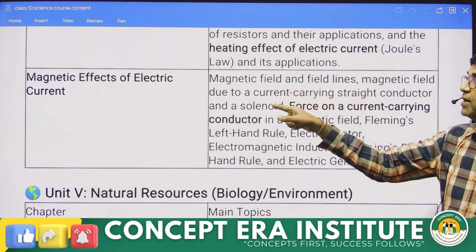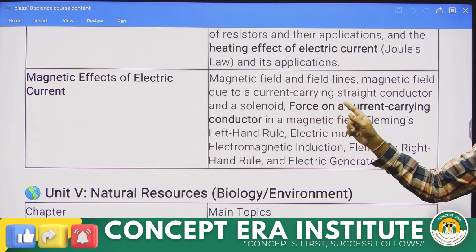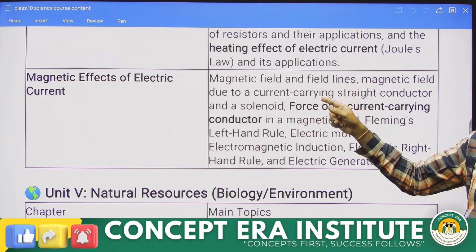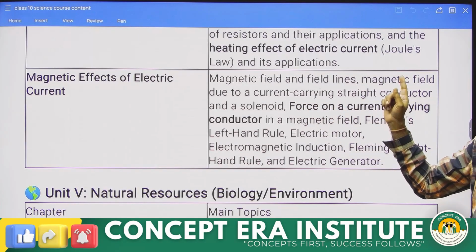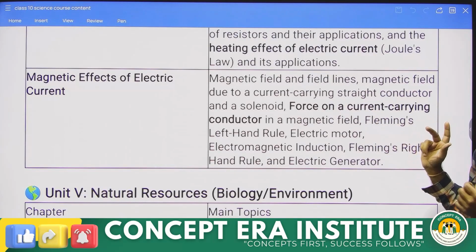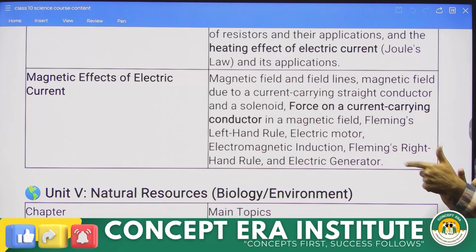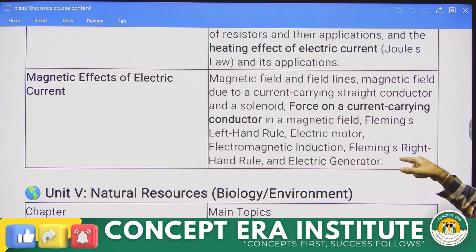Another, magnetic effects of electric current. You will be told that electricity produces magnetism and magnetism produces electricity. Their interactions, force on a current carrying conductor when placed in a magnetic field, Fleming's left hand rule, Maxwell's right hand thumb rule, and some introduction of the domestic electrical circuits.